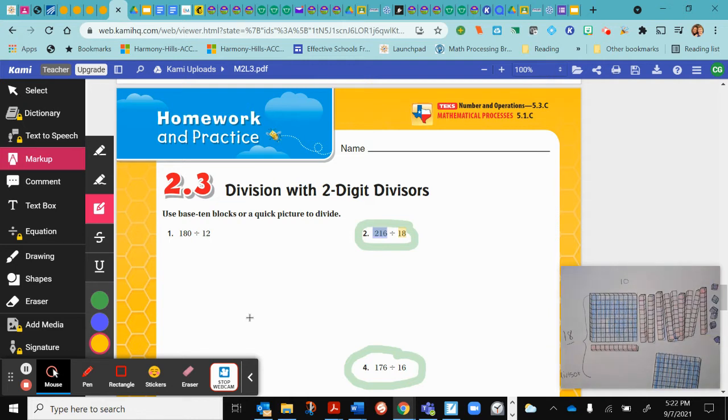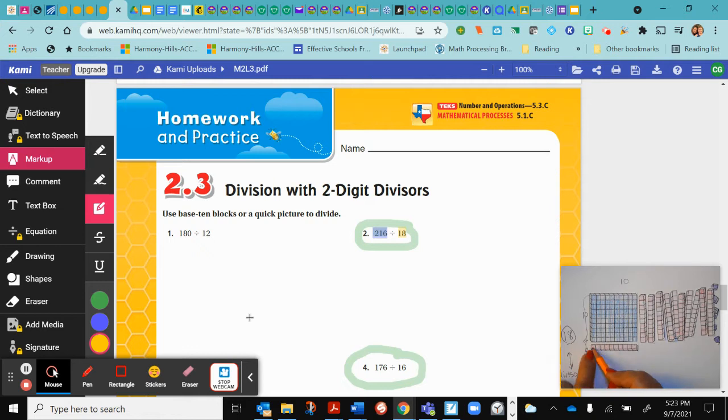Okay, so that is 10 rods, right? Makes 100. So I can take this one out now, and I exchanged it for 10 of my longs for the 100. All right, now can I move some of these 10s over here? Absolutely. So remember I said this was a 10 by 10, but I needed to add 8 more to get 18 for my divisor, right?